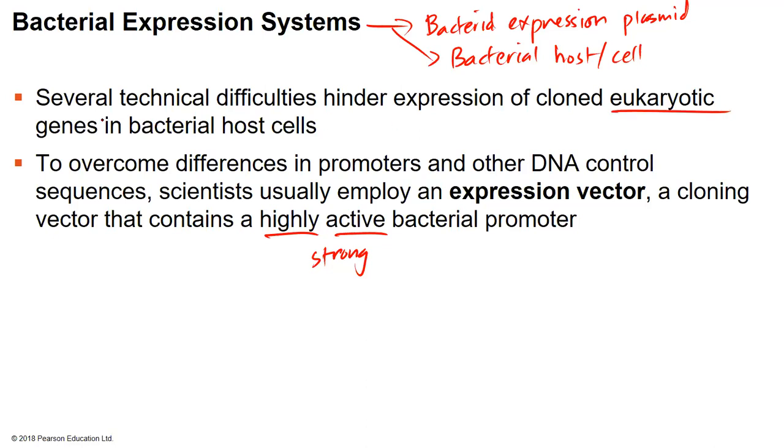So eukaryotic genes are made of exons plus introns. So bacteria cannot remove introns. They cannot remove introns, so they cannot express eukaryotic genes. But sometimes we can express eukaryotic genes if we convert the eukaryotic gene.